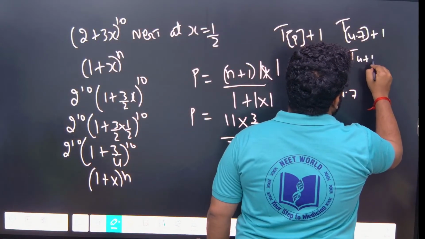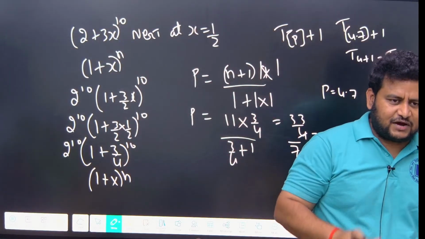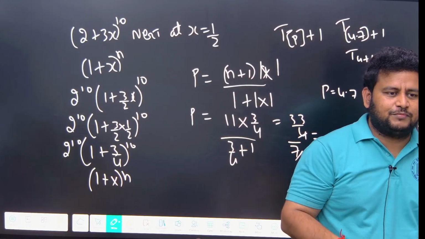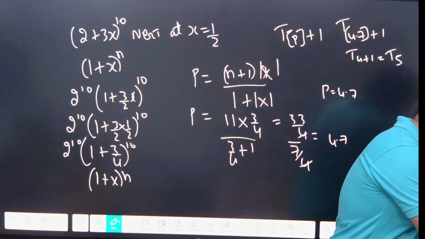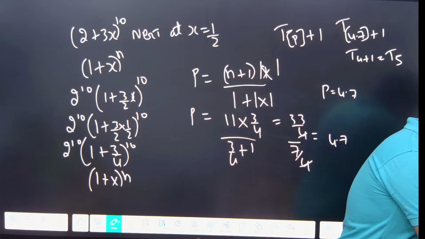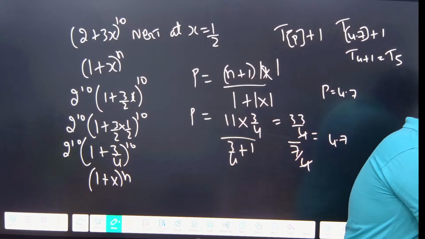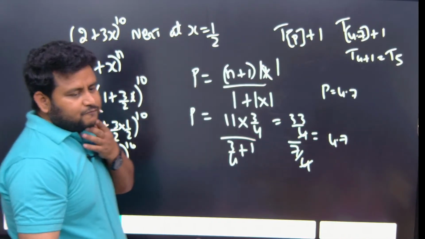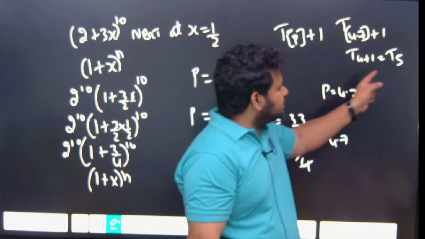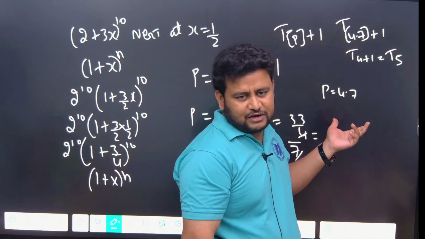So T of 4 plus 1 is nothing but T of 5. T of 5 will be having the numerically greatest term. What is the value of the numerically greatest term? Put the value and find out the numerical value. So the numerically greatest term will be which term? T of 4 plus 1 means the r value is 4. So there you put the value of 4, that's all.